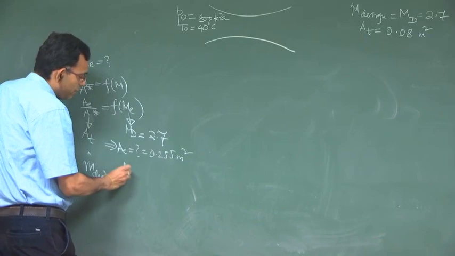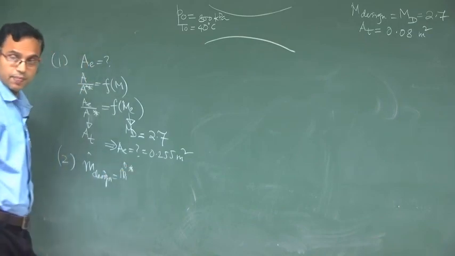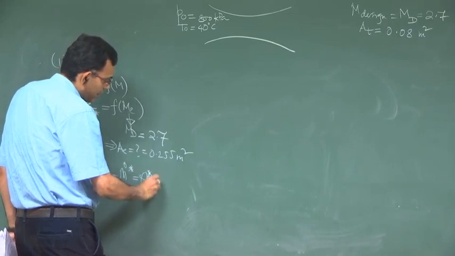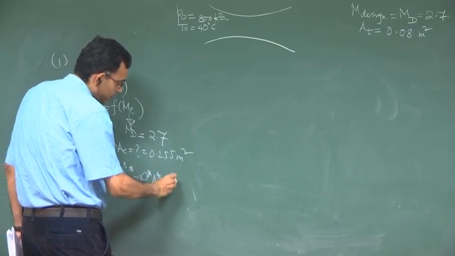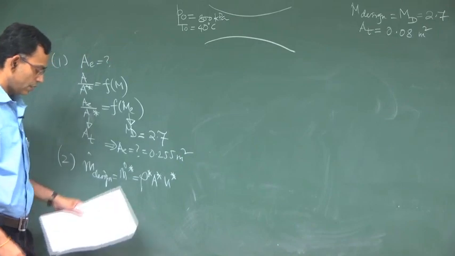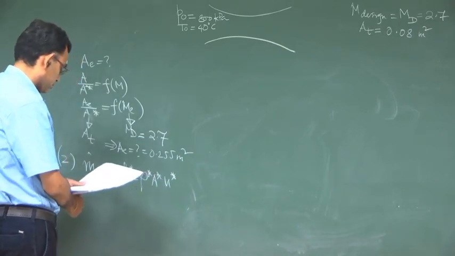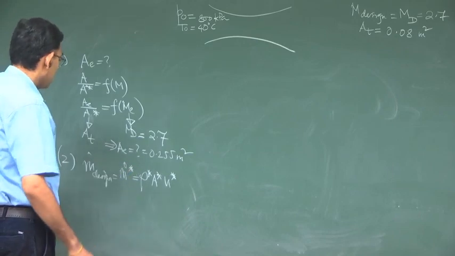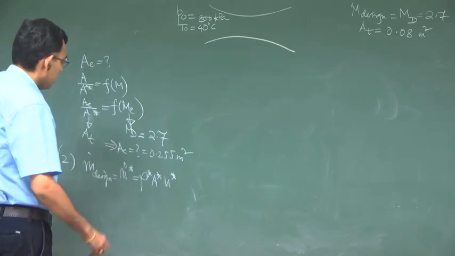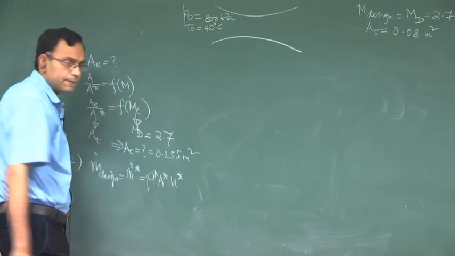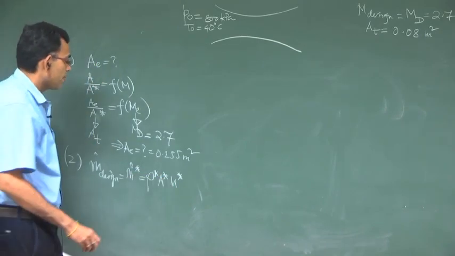This is m dot star, right. So, rho star, A star, U star. So, you have... now, how do you calculate rho star and U star?